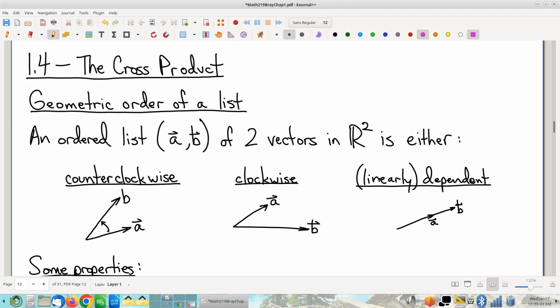Now, of course, not every list is one or the other of these. What if one of these is the zero vector? Then there is no clockwise, counterclockwise. Well, what if they point in exactly the same direction? What if they point in exactly opposite directions? There's various different scenarios in which neither of these would make sense. Conveniently, as it turns out, all of the leftover cases that don't fit neatly into one of these categories are all linearly dependent. So that's just handy. So these are the 3 scenarios for a list. That list is always 2 vectors in R2, either clockwise, counterclockwise, or dependent.